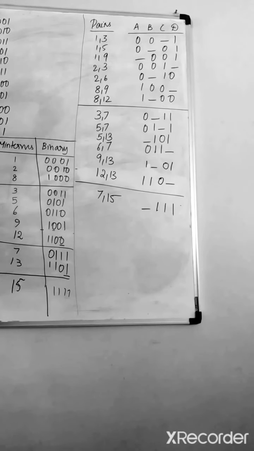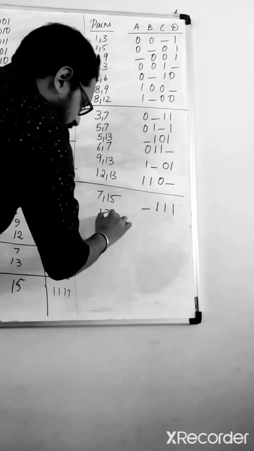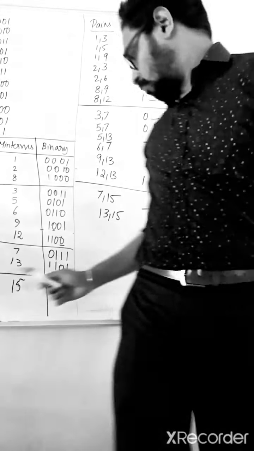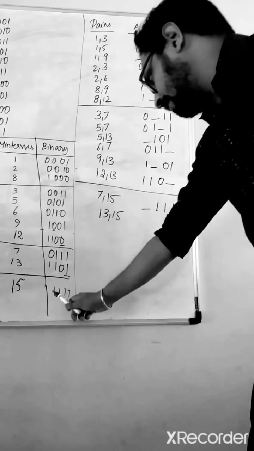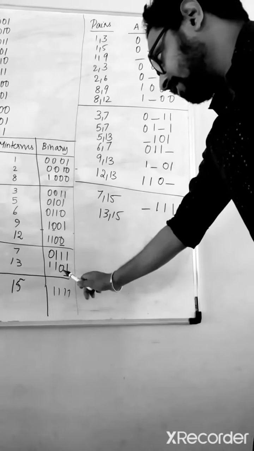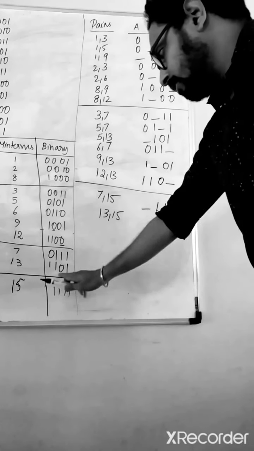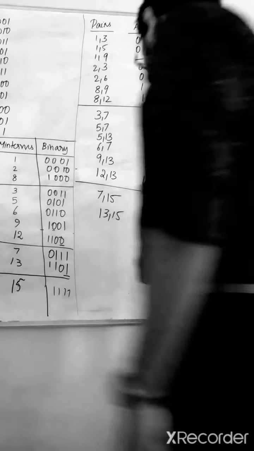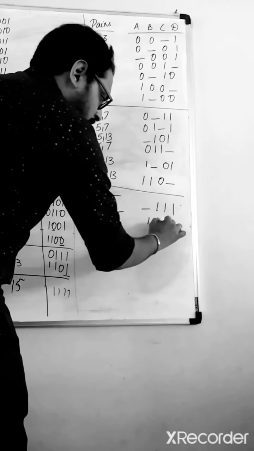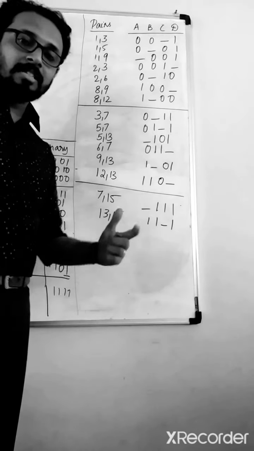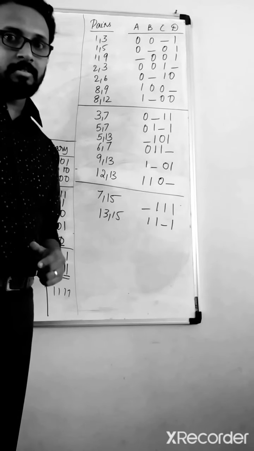13 is compared with 15. Now 13 compared with 15 means 1, 1, 0, 1 and 1, 1, 1, 1. Change in the third bit, from the left side I am telling. So we have 1, 1, dash, 1. No more comparisons. That's the end of pairs.